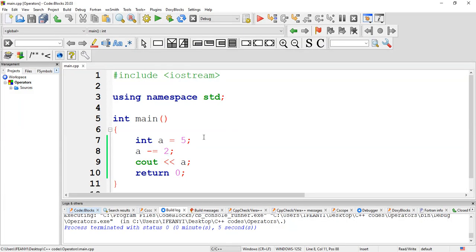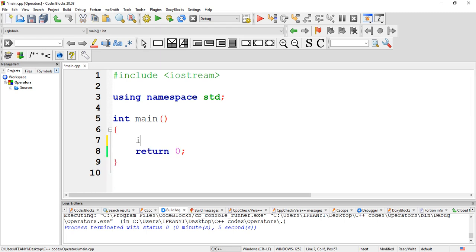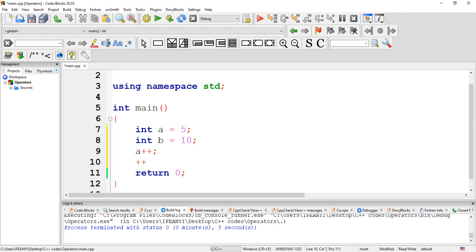So let's go further to look at the increment and decrement operators, or what we call the increase and decrease operators. So let's have int a, and let's say we assign the value 5 to a. Int b, we assign the value 10 to b. Let's demonstrate: a++ and ++b.